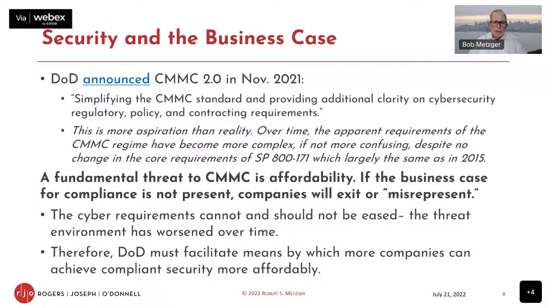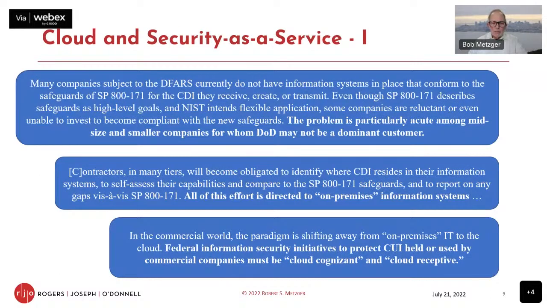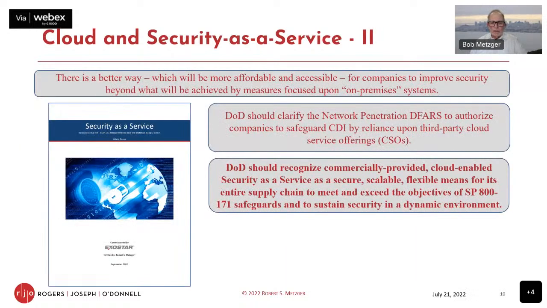Next slide, please. I'm going to jump through these pretty quickly. If you look at these three quotes, one of which says this problem is particularly acute among mid-sized companies, another says that all the effort of 171 is directed to on-premises information systems. And then on the last slide, it says that federal information initiatives to protect CUI should be cloud cognizant, cloud receptive. Next slide. Those are things that I wrote in a paper that Exostar commissioned that was published in September 2016.